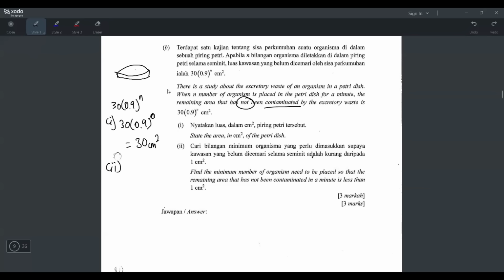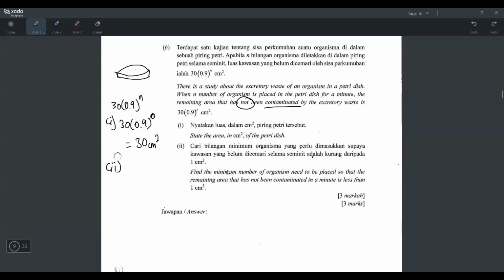Okay. But if I put one organism, then it becomes 30 times 0.9, which is not 30 already, right? It will be like 90% of 30. Yeah, because I put organism means there will be excretory waste. So the area that is not contaminated has become less already. Because there is already excretory waste.